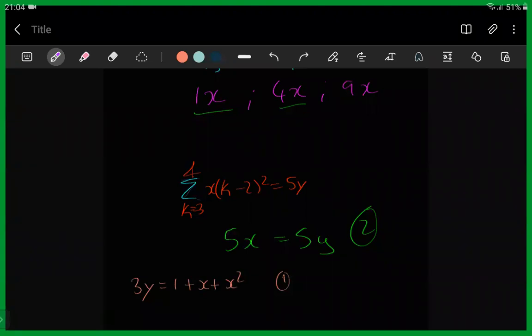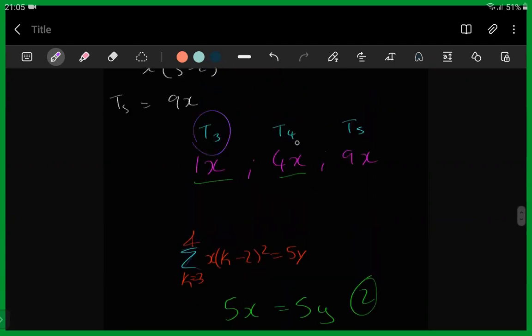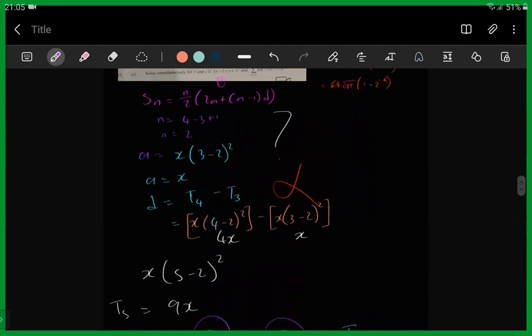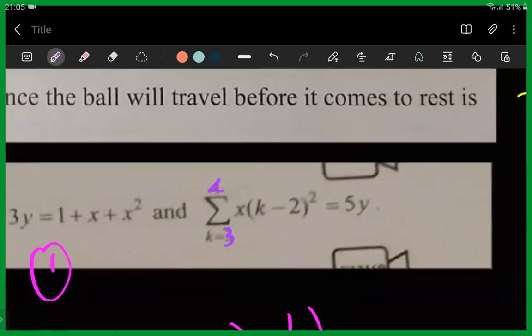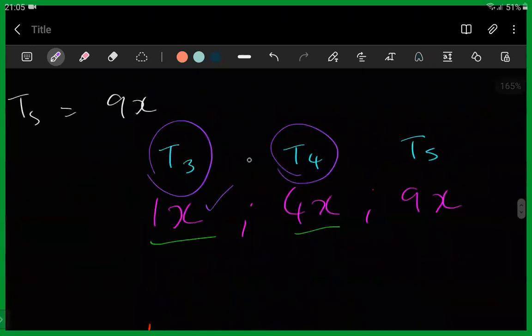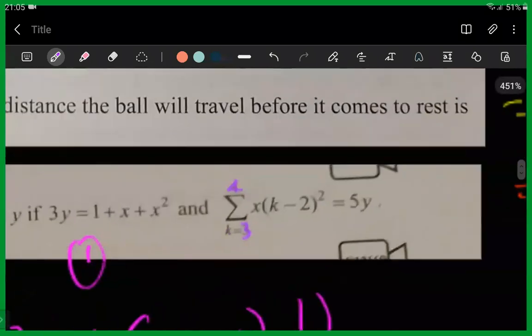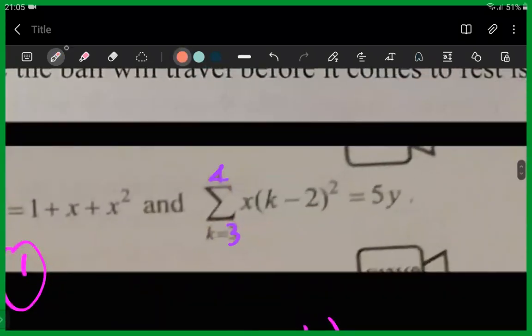How did you get the 5x again? We said T3 plus T4, because this question is asking us to add starting from where K is 3 until where K is 4. So when we made K a 3, it gave us this number. When we made K a 4, it gave us this number. And this sigma symbol is telling us we should add those. You see? That's what we did. Okay. Yeah, then carry on.